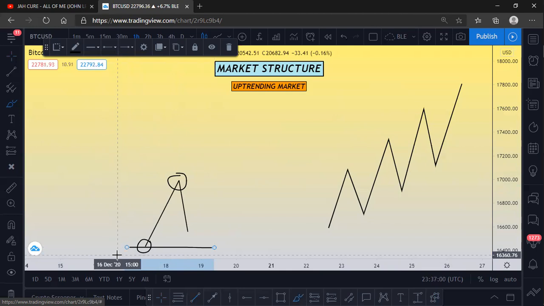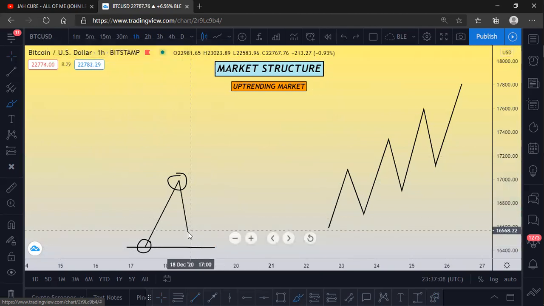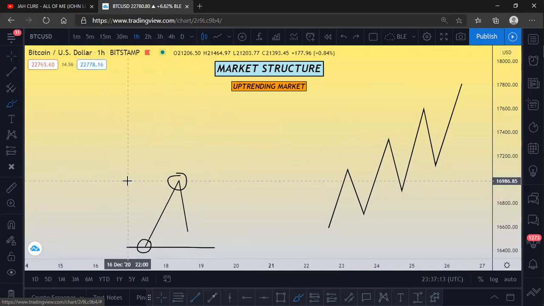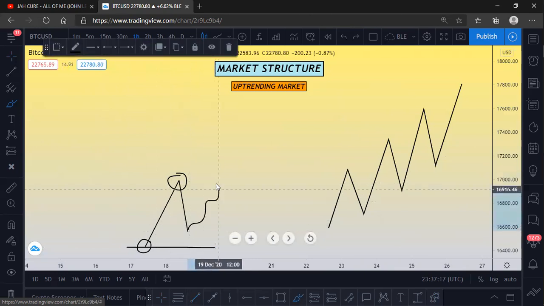You understand? Market should not go below this low. Even if price is coming down, it should not go below this low here. But then you start noticing price action that price retraced down to somewhere around this area, and then starts going up, and up.